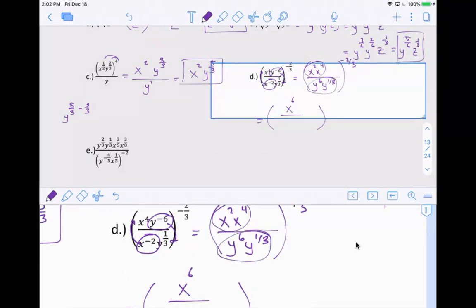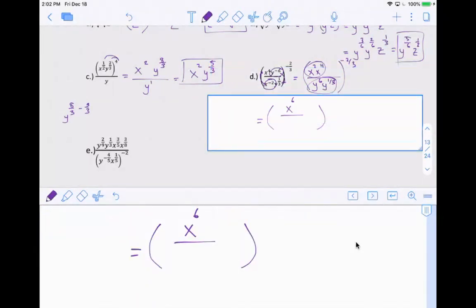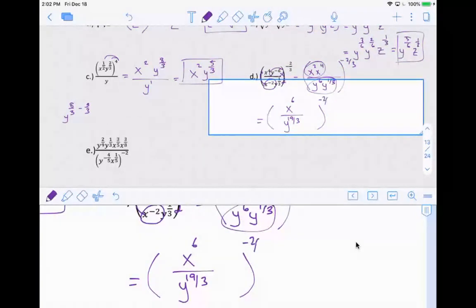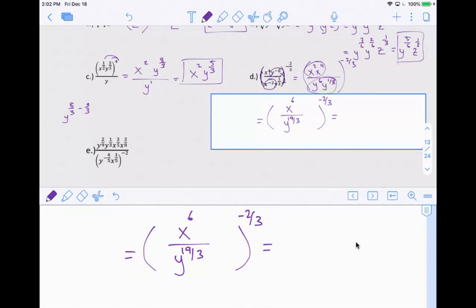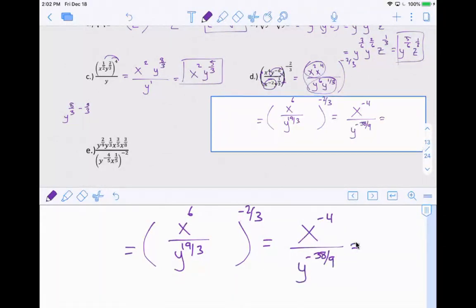Here, careful, that would not be 6/3. 6 is 18/3, and so this would be 19/3. And now it's still being raised to the negative 2/3. Much easier to deal with. Multiply that, you get x to the negative 12/3, aka negative 4. And then y to the negative 38/9, not as pretty.